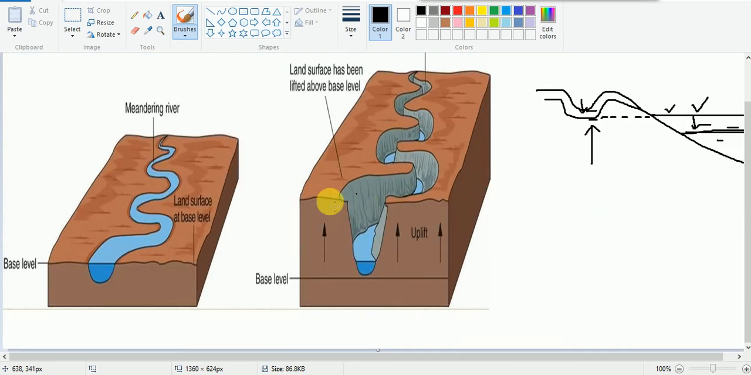See here in this case also, base level means the sea level. In the first case, the level of the river is equal with the sea level, and there is no work. But due to the upliftment of this portion of the land, the river starts cutting downwards. That means the river is resurrected, the river is revived, and this is known as a rejuvenated river.